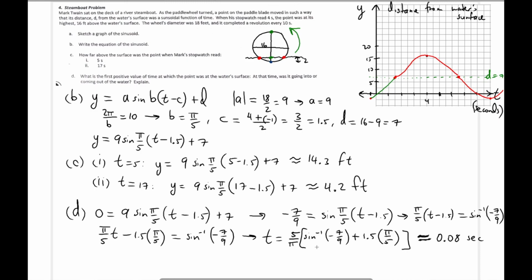Now, how do we know which direction? It says, is it going into or coming out? Well, obviously, if it's going up, right, the distance from the water surface increases. That means that the paddle blade is coming out of the water, right? It's coming out of the water and it's going in right here, back in the water, right? So it's coming out of the water.